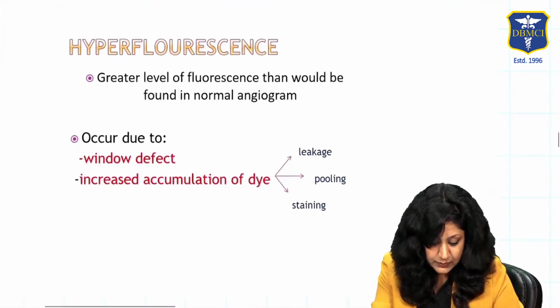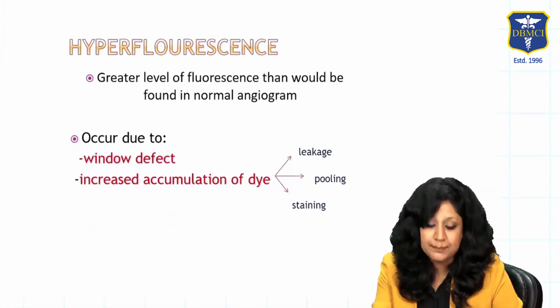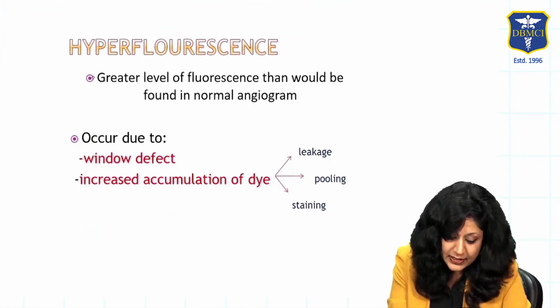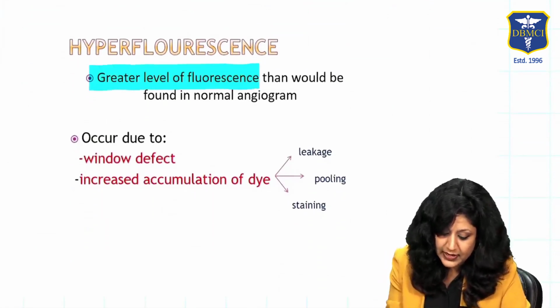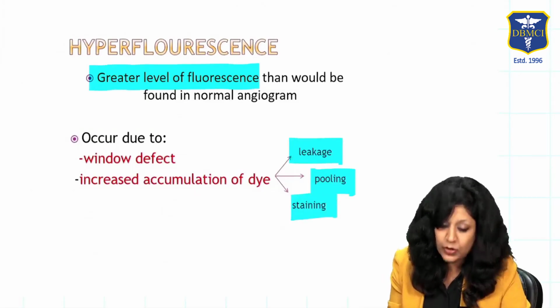Now, first come to the hyperfluorescence. Hyperfluorescence means that you are getting more amount of fluorescence. It can be due to leakage, due to pooling or due to the staining.